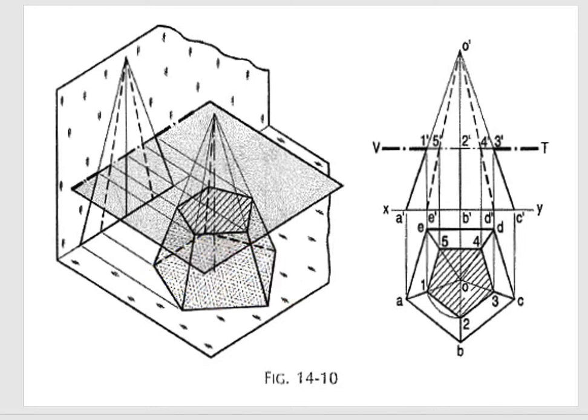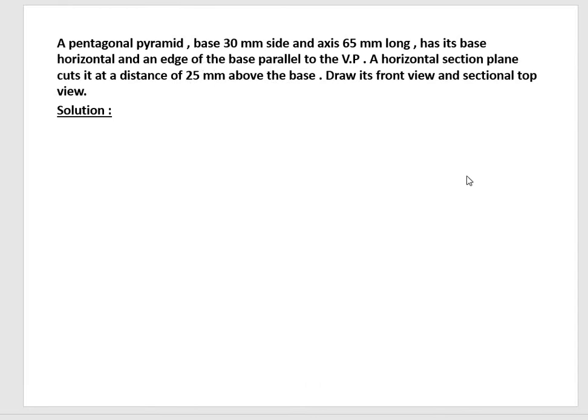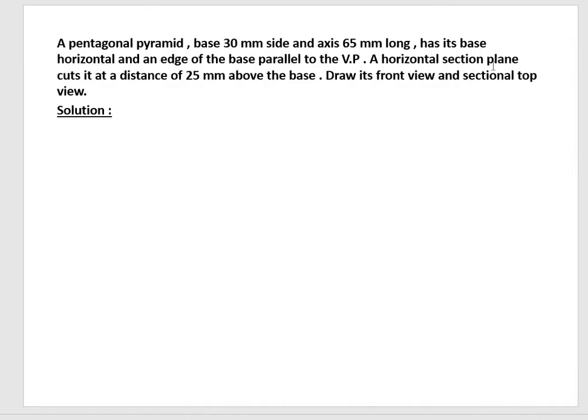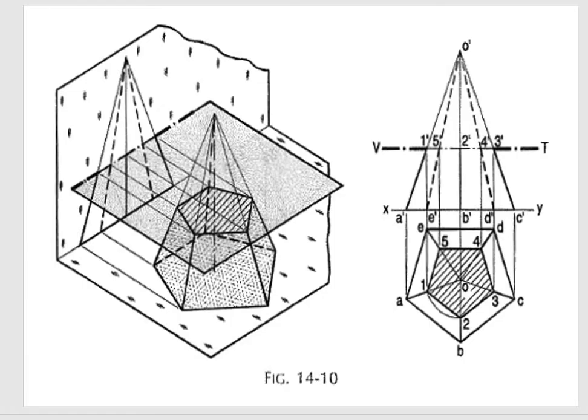And it has also said that an edge of the base is parallel to the VP. That means this edge is parallel to the vertical plane or the XY line. This is what is given. And also they have said that a horizontal section plane cuts it at a distance of 25 mm above the base. That means this plane is cutting the pyramid at a height of 25 mm above the base.